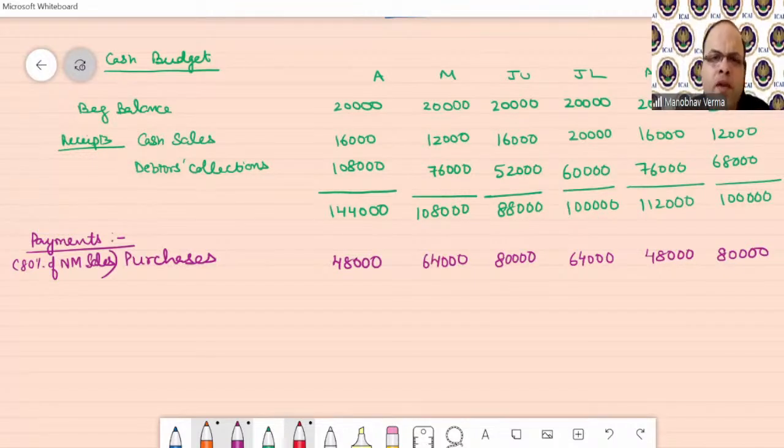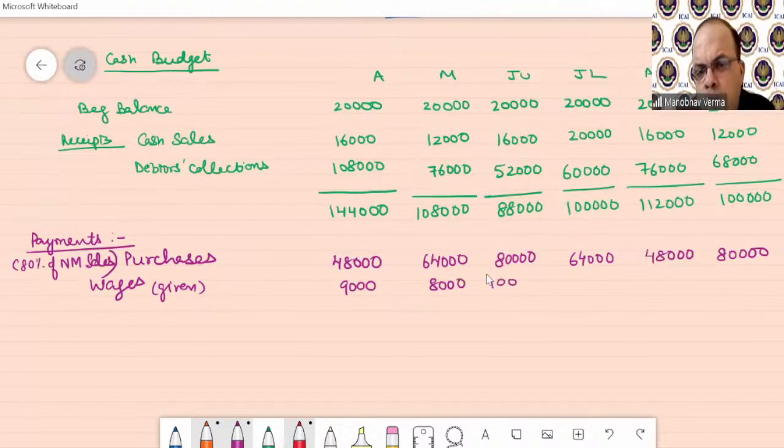Any other payments, guys, apart from the purchases? I think now we are very close to completely solving this. They're talking about some expenses also, I guess. They've given some wages, right? So wages is anyways given in the question. They're looking at a 9, 8, 10, 10, 9, 9. That's anyways given to us, so that's not an issue here. And apart from that, I guess we had something else.